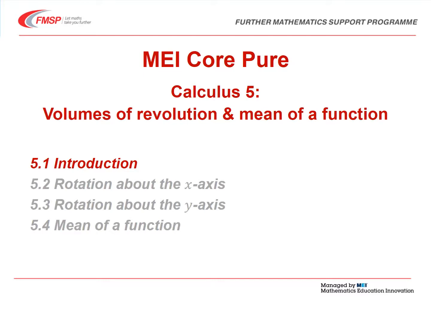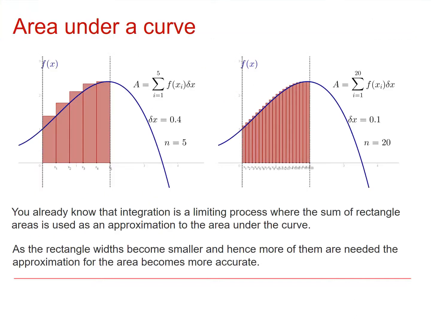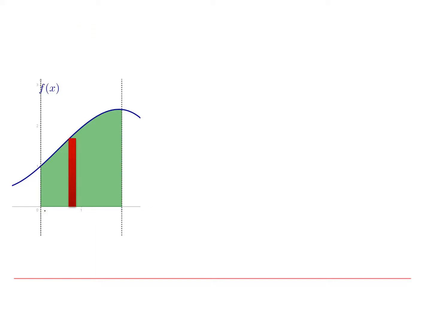5.1 Introduction. You already know that integration is a limiting process where the sum of rectangles underneath the curve is used to approximate the area. We then allow the rectangle widths to get smaller and hence get a more accurate approximation to the area. Let's have a look at this diagram. Let's call these limits here a and b.